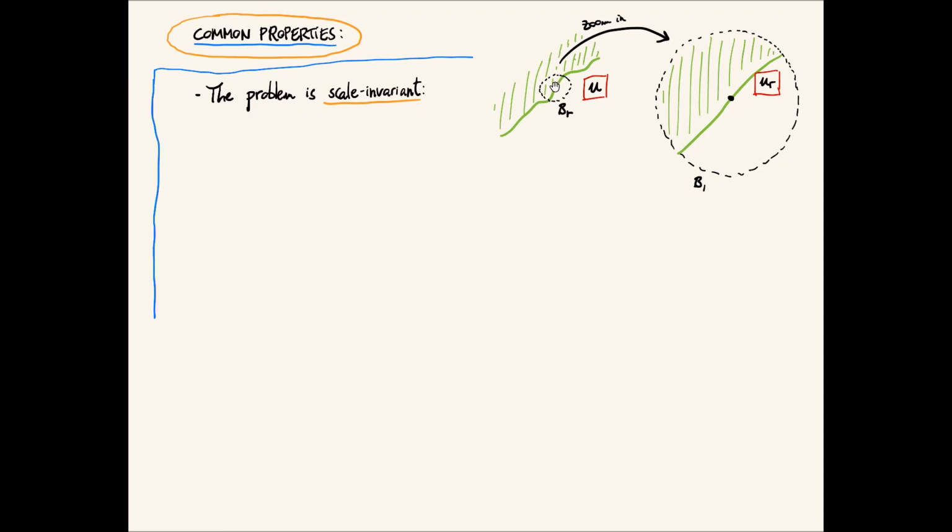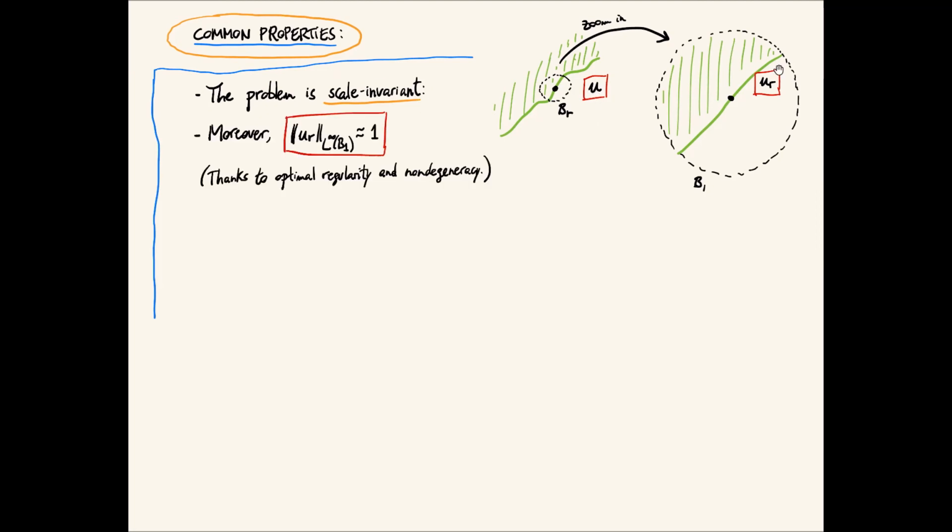In this picture, of course, I pictured it as if the free boundary was smooth. If this was smooth, what you expect is that this becomes flat, right? When you rescale a smooth surface, this becomes very flat. But we still don't know this. A priori, this could be a disaster, and then here we would see only a disaster. But okay, this is the picture to have in mind. What we know is that the problem is scale invariant. And moreover, u_r has an infinity norm comparable to 1, thanks to optimal regularity and non-degeneracy.